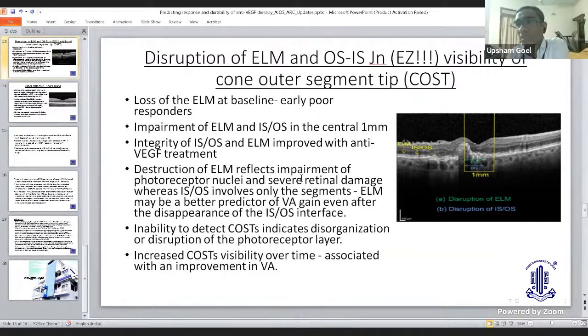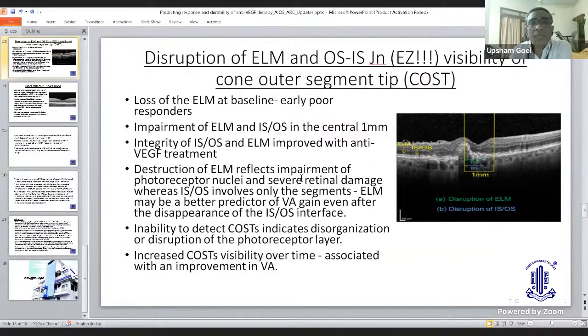This is self-explanatory, naturally, where you have the photoreceptors. If there's a disruption there, then obviously there would be loss. I don't know why people call it the ellipsoid zone. I still love to call it the OSIS junction, because it explains to you where the damage is actually taking place.